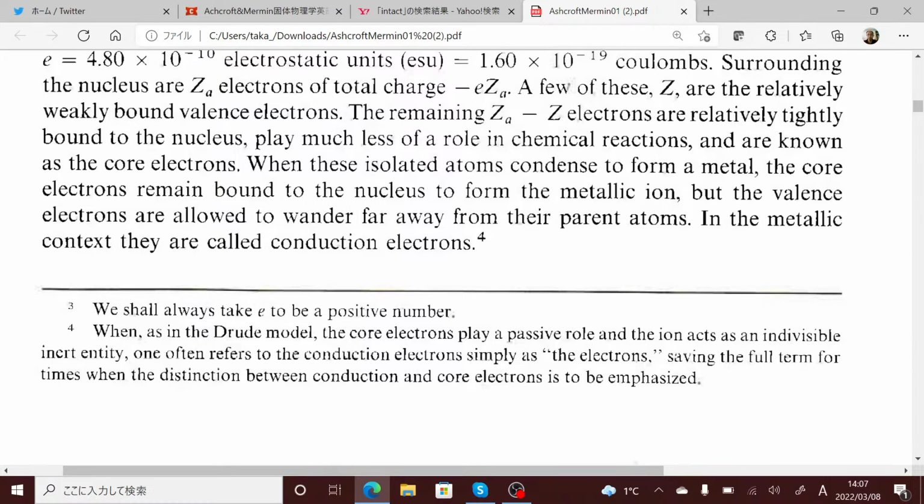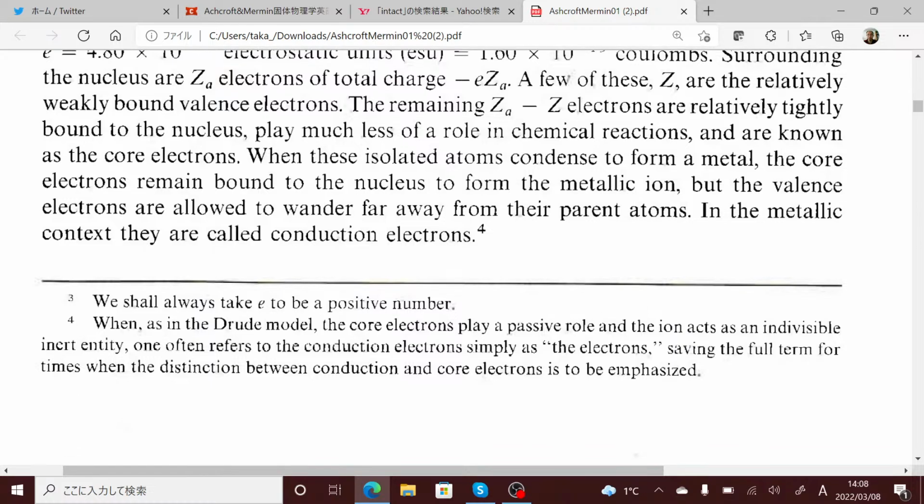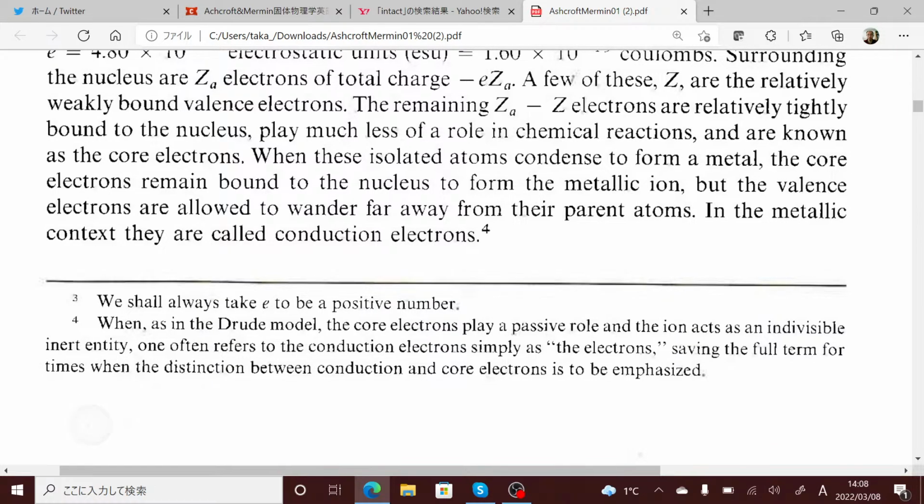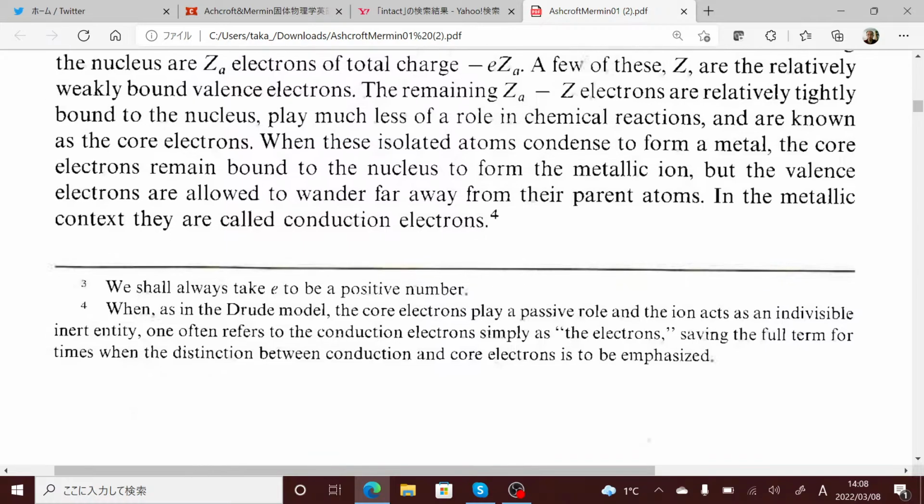When these isolated atoms condense to form a metal, the core electrons remain bound to the nucleus to form the metallic ion, but the valence electrons are allowed to wander far away from their parent atoms. In the metallic context, they are called conduction electrons.